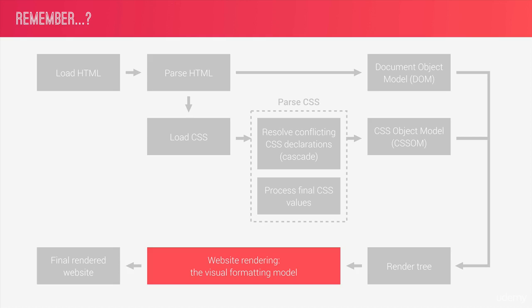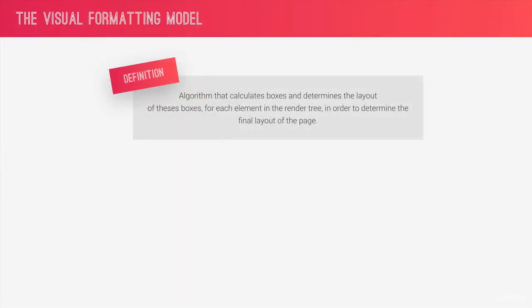What this lecture will do is maybe not so much give you new tools, but it will summarize a lot of the CSS that you actually already know and put it in a more meaningful context. So, the CSS visual formatting model is an algorithm that calculates boxes and determines the layout of these boxes for each element in the render tree in order to determine the final layout of the page.